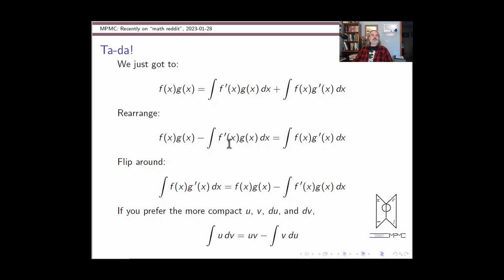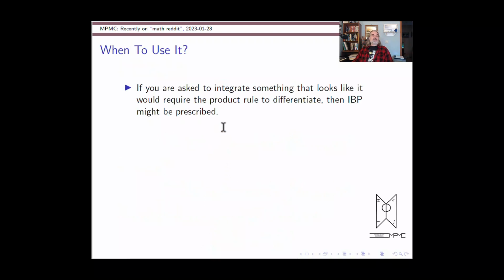Or if you like your u's and your dv's, it's a little more compact. I like the full functional notation to just remind me about my dependencies and things like that, and to see my dx's. But it's the same formula in disguise either way, right? Integral of u dv is uv minus integral of v du.